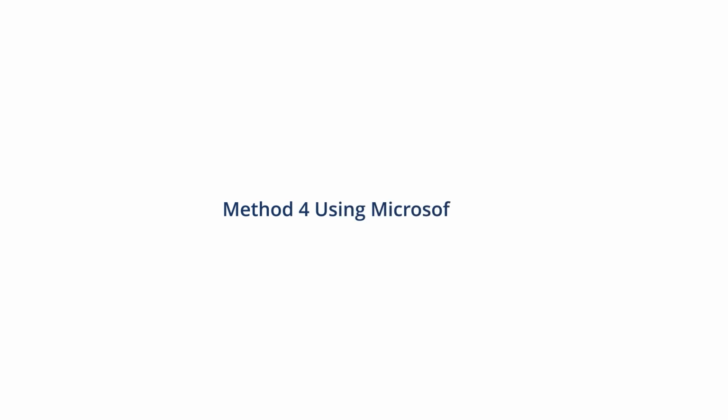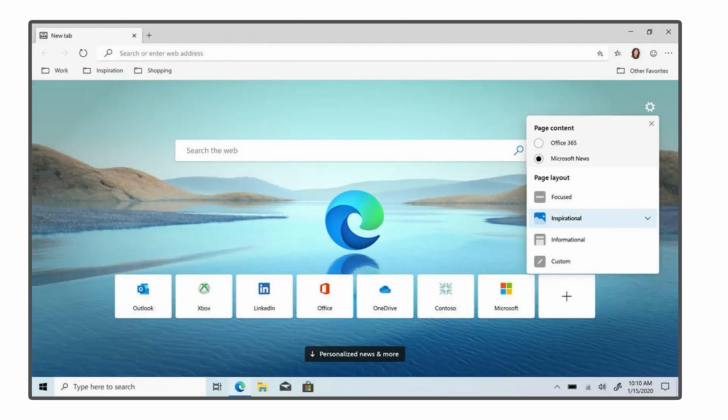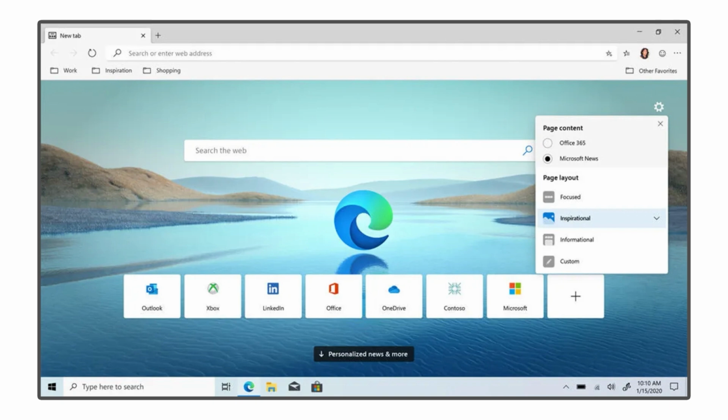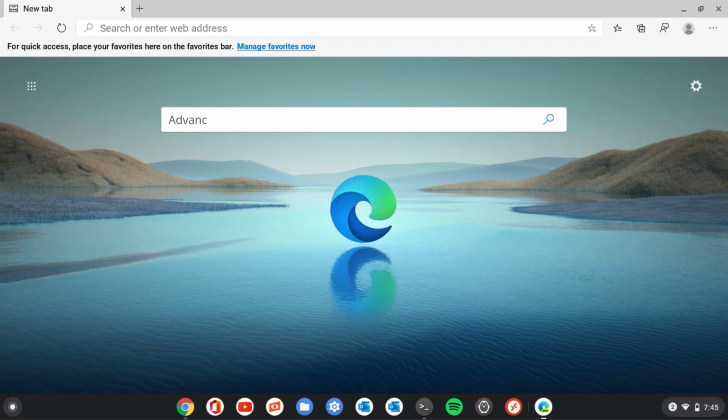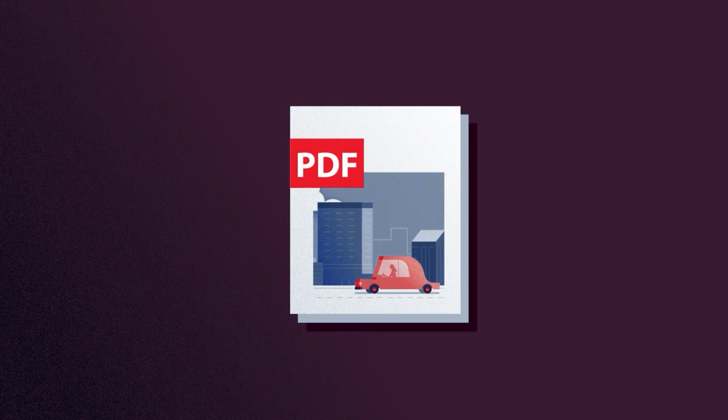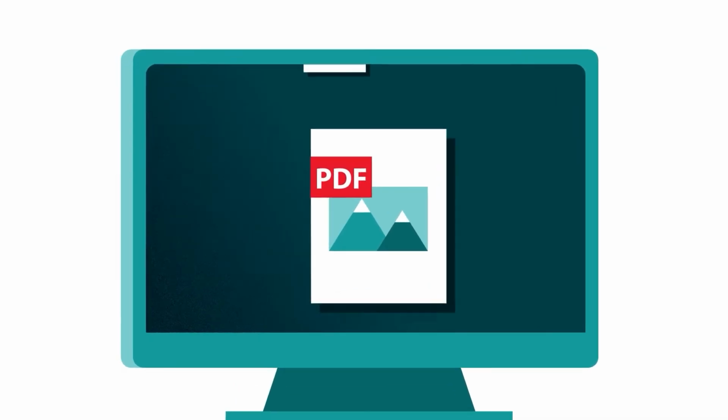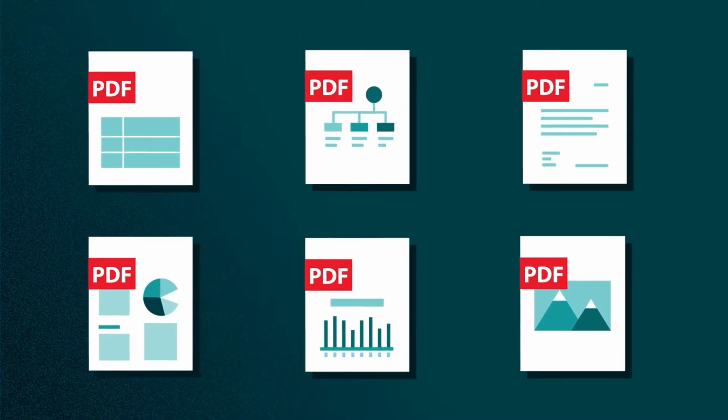Method 4. Using Microsoft Edge. Microsoft Edge offers a free way to bypass basic PDF restrictions. While it's useful for quick tasks, it doesn't support advanced permissions and works only on single files. It's also time-consuming and not suitable for handling large volumes of PDFs.